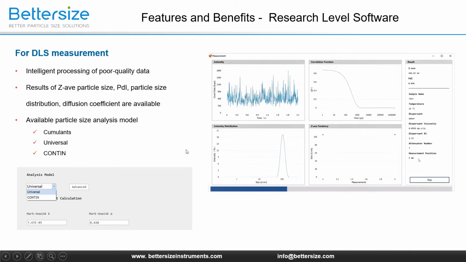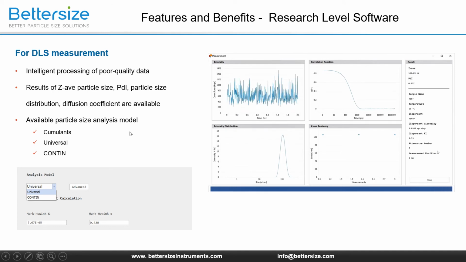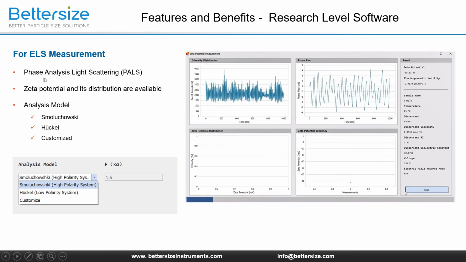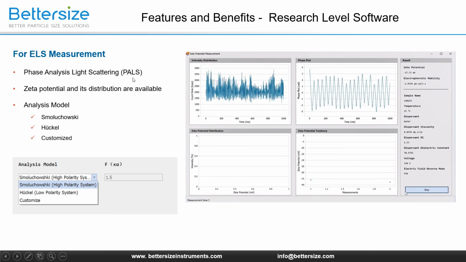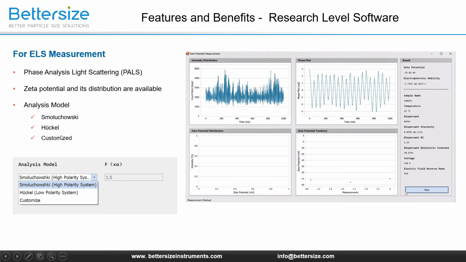For the DLS measurement, the research-level software offers the intelligent evaluation and processing of signal quality to eliminate the effect of random events. Results of z-average particle size, distribution, and PDI can be obtained by different analysis models of the software. For the ELS measurement, the software uses the algorithm of Pohs to provide the zeta potential and its distribution, with several built-in analysis models corresponding to different polarity systems.